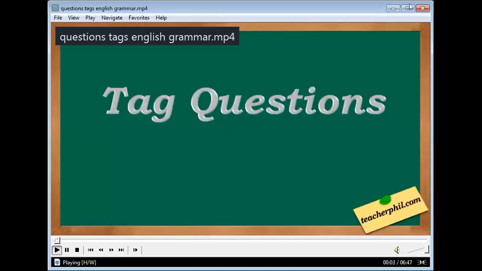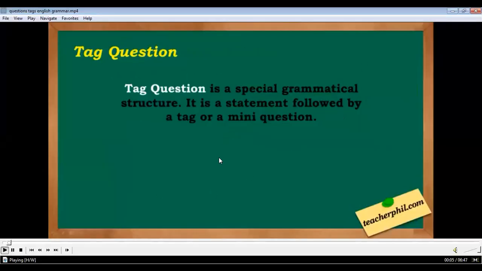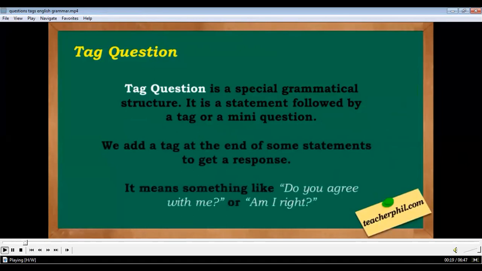Tag questions. A tag question is a special grammatical structure. It is a statement followed by a tag or a mini question. We add a tag at the end of some statements to get a response. It means something like, "Do you agree with me?" or "Am I right?" Tag questions are often used in spoken English, but be careful when you use them in formal writing.